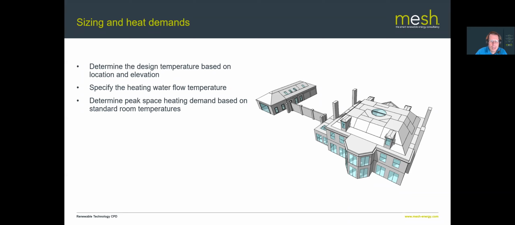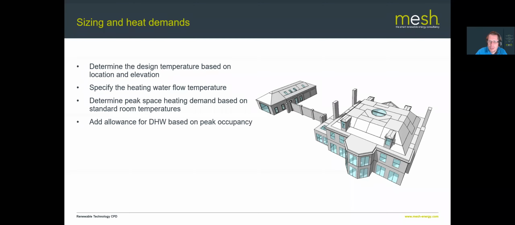But we can get a pretty good idea of what the space heating demand is going to be, and that is obviously based on the design temperature that we've determined in step 1. That tells us how much heat we're going to be losing on the worst day of the year, and that's where we go from there. Then we need to add a little bit onto that, because we're obviously going to be doing some hot water as well, and a good rule of thumb is around 200 watts per person based on peak occupancy.